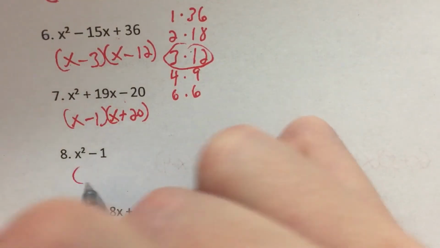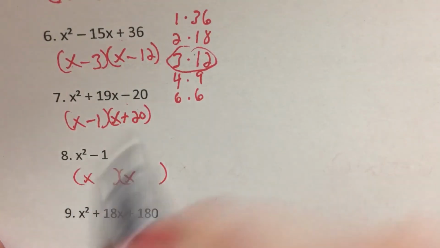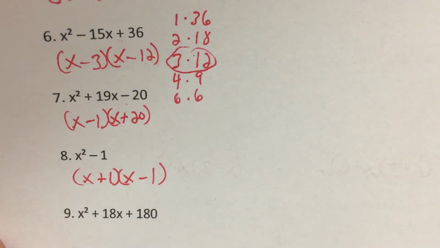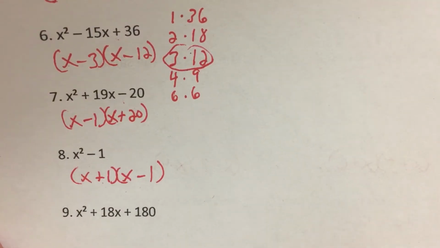Another difference of squares, x and x. The only numbers that multiply to make 1 are 1 times 1, and both a positive 1 and a negative 1 would cancel out to make 0 in the middle, as well as positive 1 times negative 1 would make negative 1 at the back.